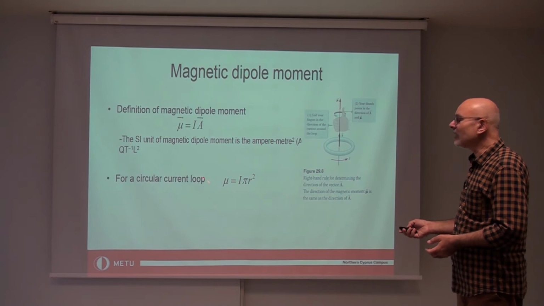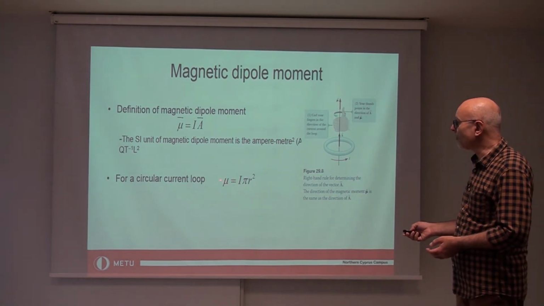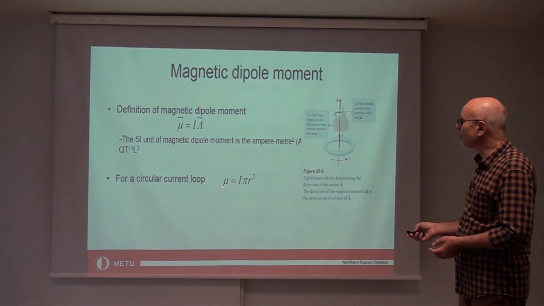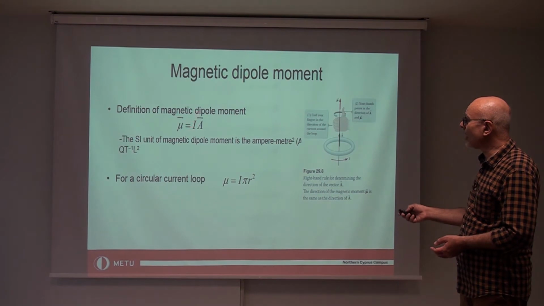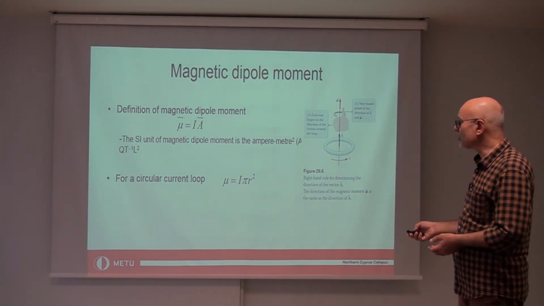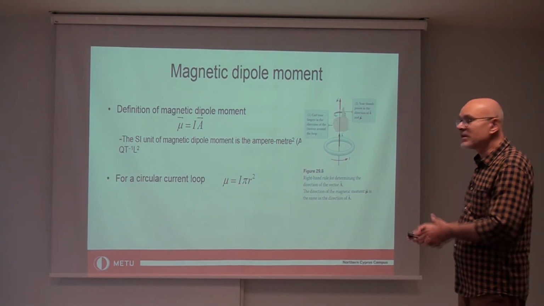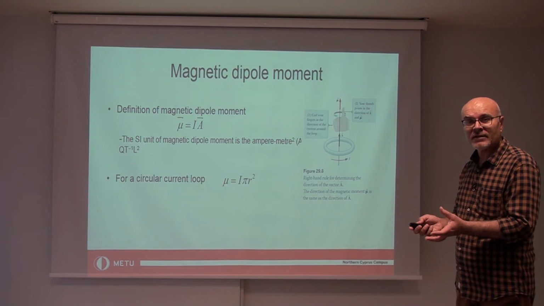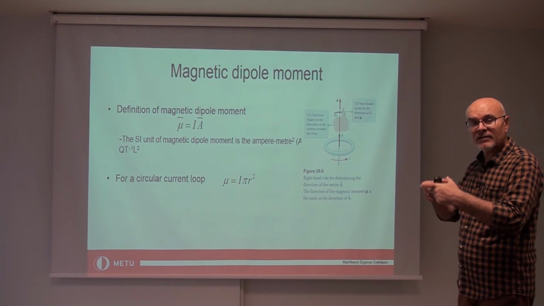For a current loop, for example, the magnitude of the magnetic dipole moment is, take the modulus of this. So the modulus of this is equal to I multiplied by the modulus of the area. The modulus of the area is just pi r square, so mu is equal to I pi r square, okay? So this is the magnitude of the magnetic dipole moment of a circular loop of current.